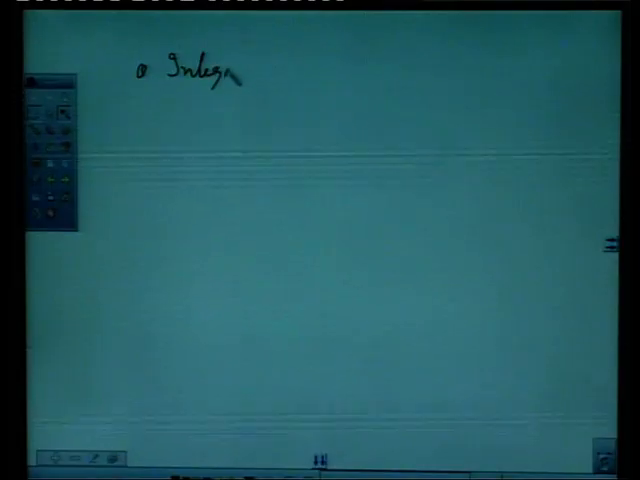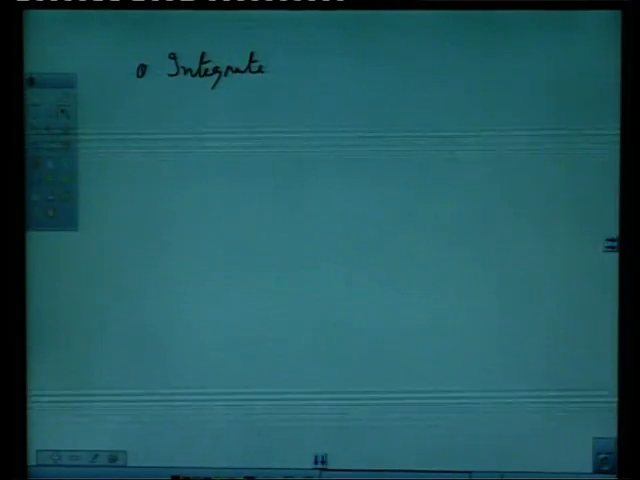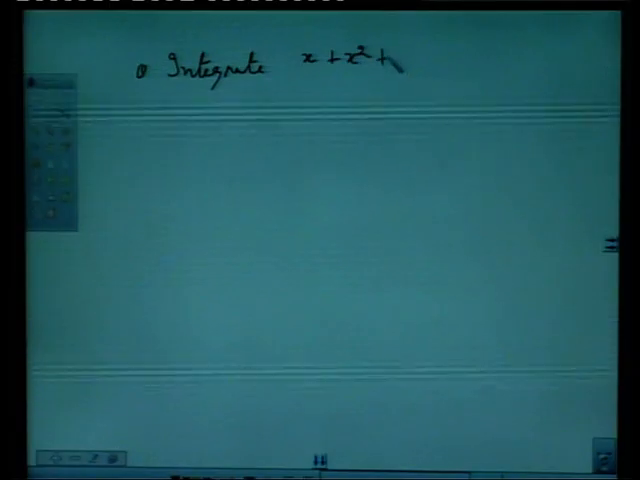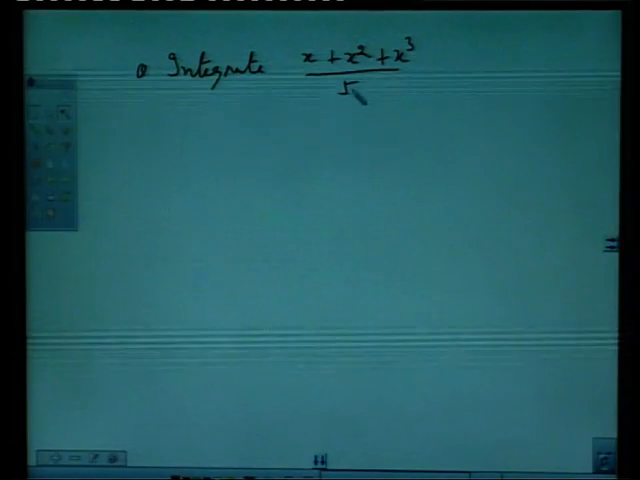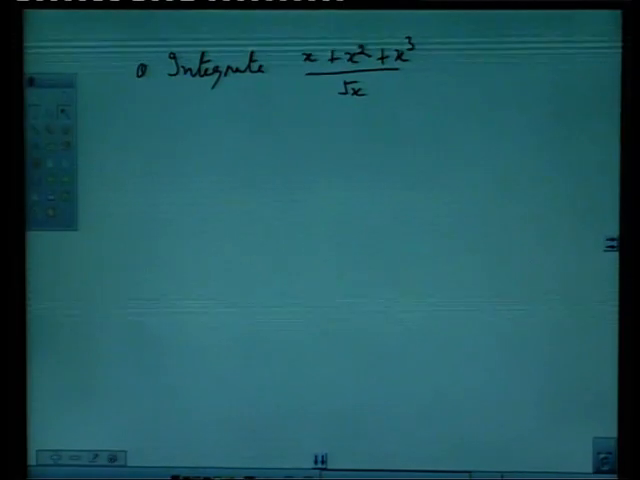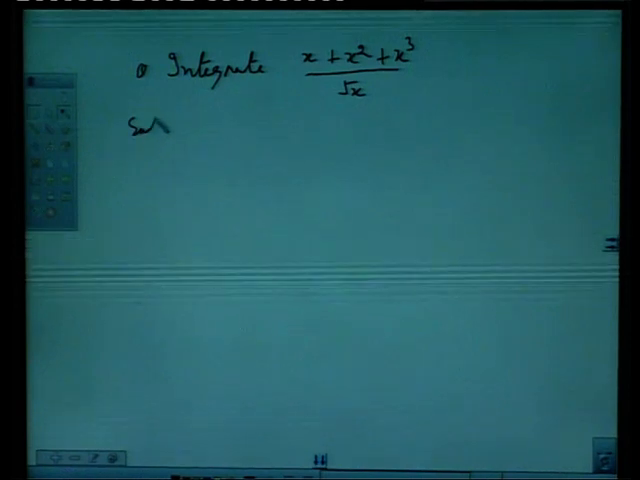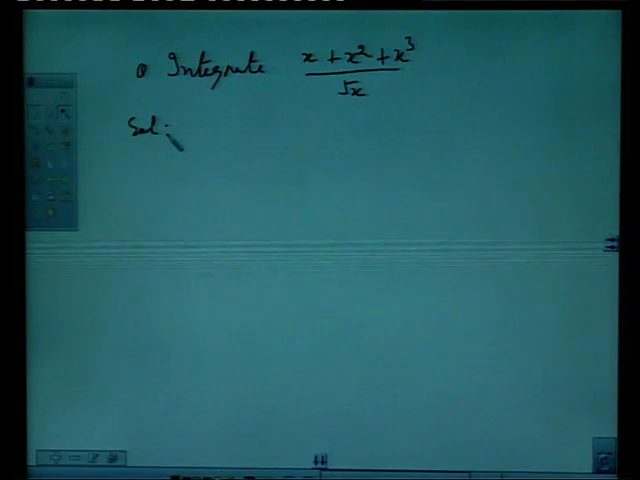Question is, integrate (x plus x square plus x cube) upon under root x. So, to integrate this type of function, we divide denominator by each term of the numerator.